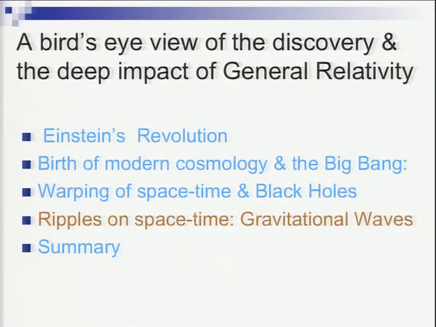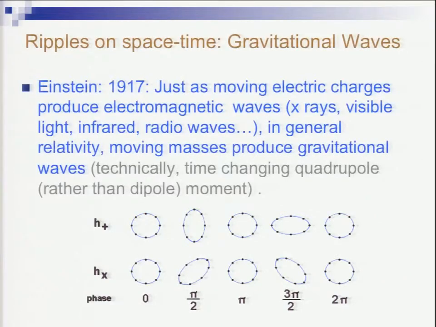Now, you all know about electromagnetic waves, like this electromagnetic wave which is shining up here. And you can work out how they are emitted, right? You can have a dipole, and that dipole can oscillate. So I have a positive charge and a negative charge, and that oscillates, and when it oscillates, it produces electromagnetic waves. Well, something similar is true with gravitational waves. Namely, just as moving electric charges produce electromagnetic waves, in general relativity, moving masses produce gravitational waves. Here you need time-changing dipole moments. There you need time-changing mass quadrupole moments.